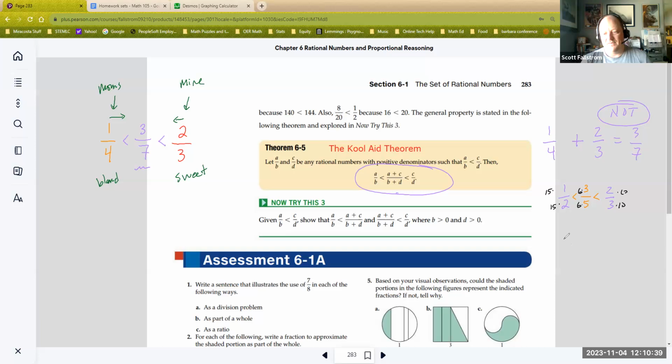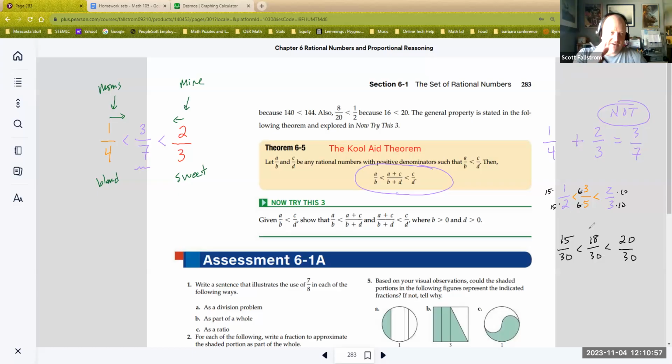So if I flip these all, I end up with 15 out of 30. Over here, I get 20 out of 30, and this number in the middle is 18 out of 30. And yeah, definitely between them. Not dead center, though. It's not dead center.